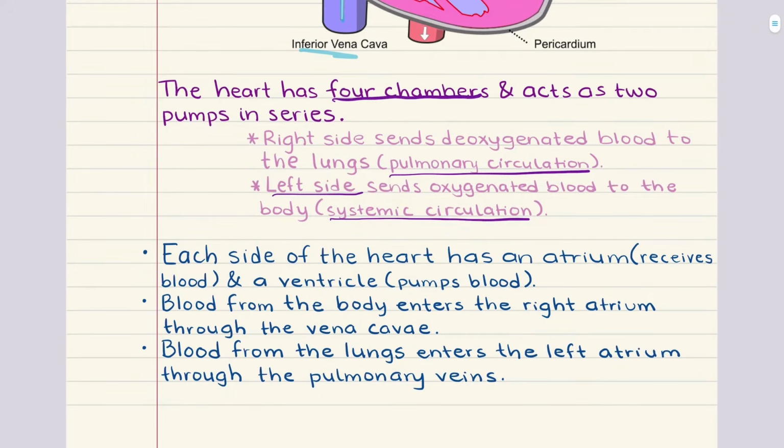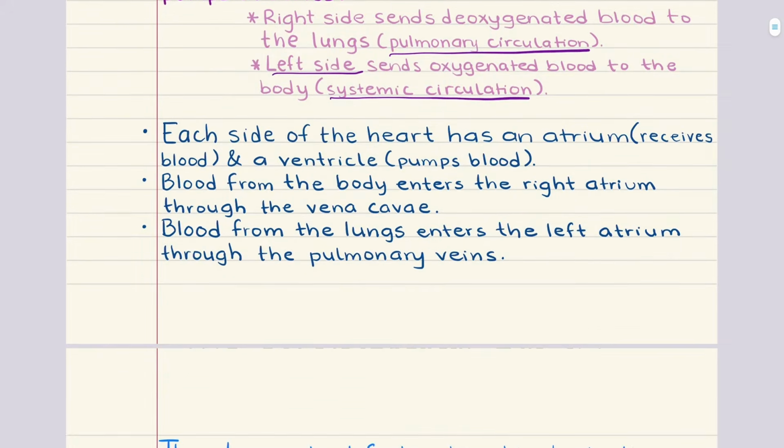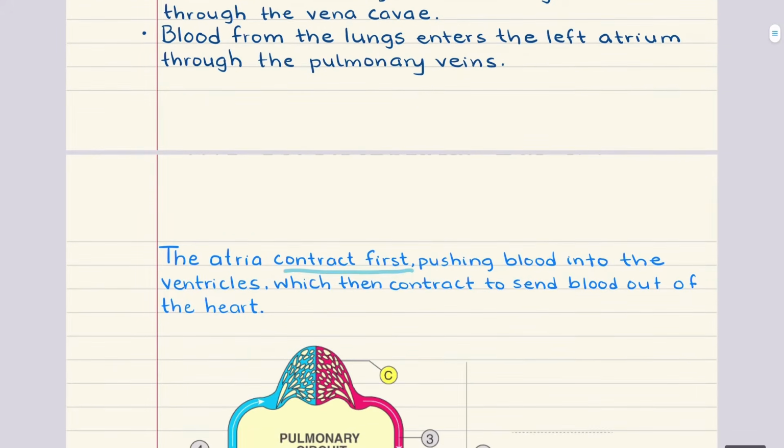First, the atria contract. That is going to push blood into the ventricles. Then the ventricles contract to send blood either to the lungs or to the body, depending on the side of the heart. And this kind of coordination is very important to maintain continuous and efficient blood flow.